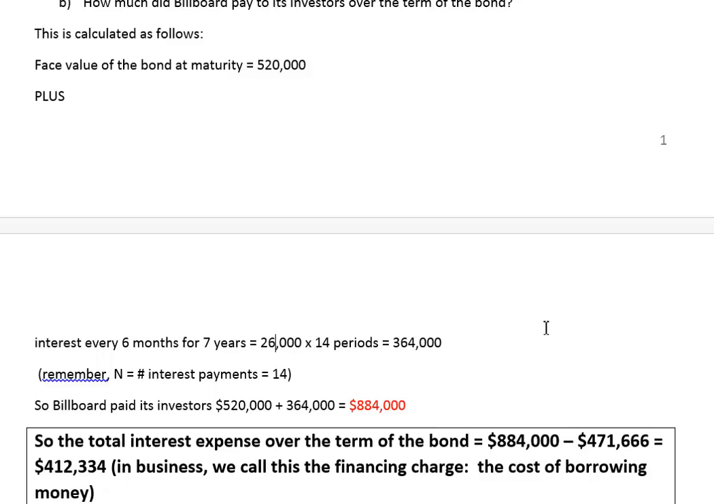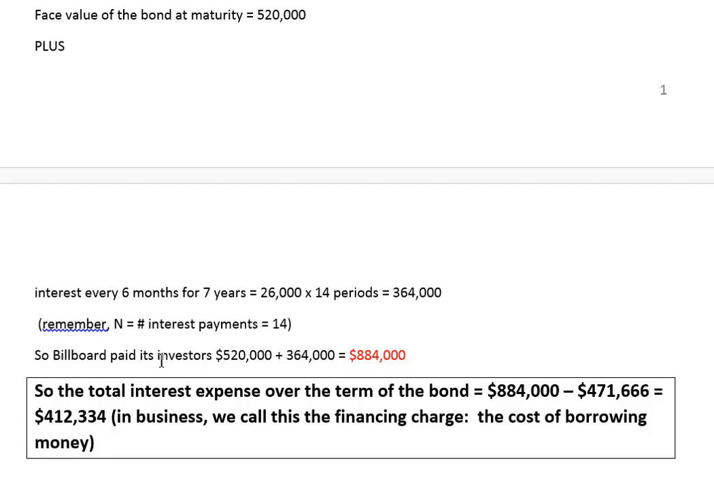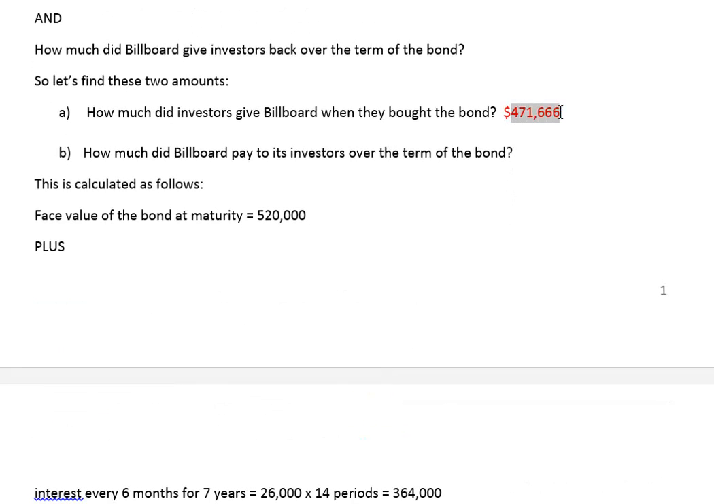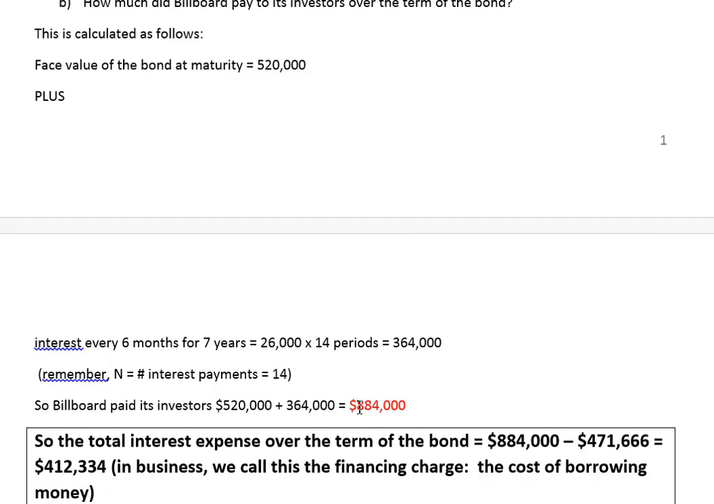So if we paid $26,000 14 times, that's going to be $364,000. So now, Billboard paid its investors $520,000 at the end of this 7-year period, plus over that 7-year period, they would have paid them interest of $364,000. So now we know that Billboard would have paid back $884,000. Well, wait a minute. The investors only gave you $471,666, and you're paying them back $884,000. Wow, that's a lot of interest, isn't it?